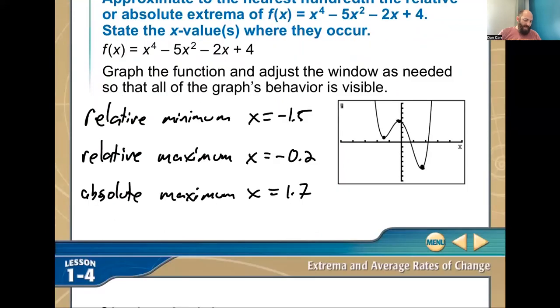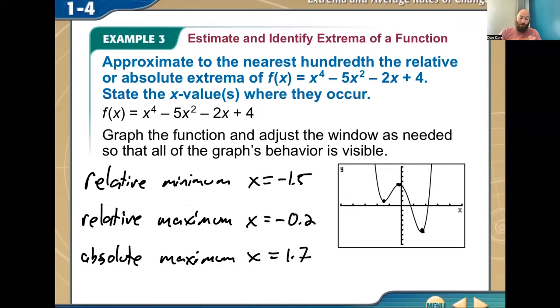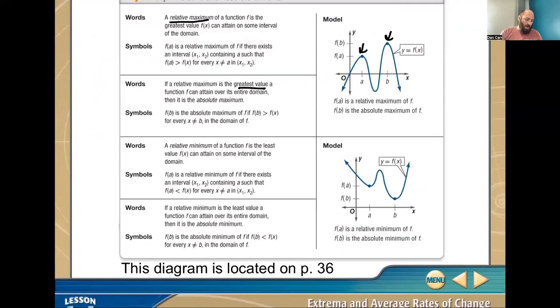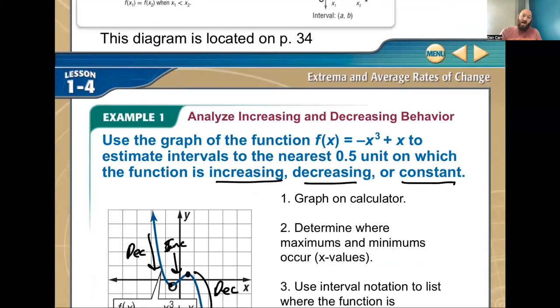Okay, and that is going to be it for today. So again, we looked at our maximums and minimums, and what it means to be different between relative and absolute. And we also looked at our increasing versus decreasing versus constant intervals.